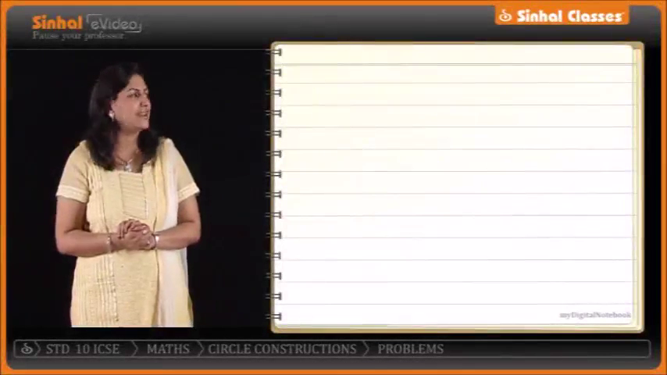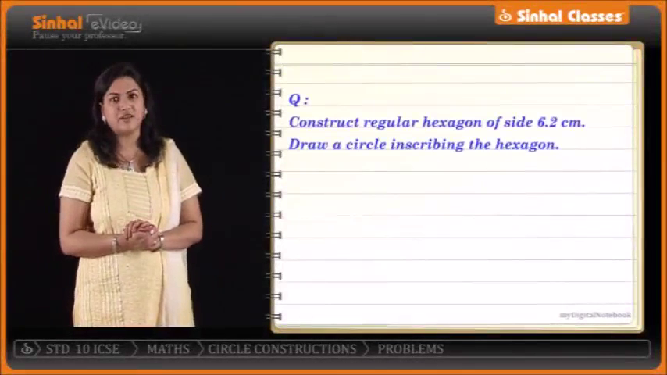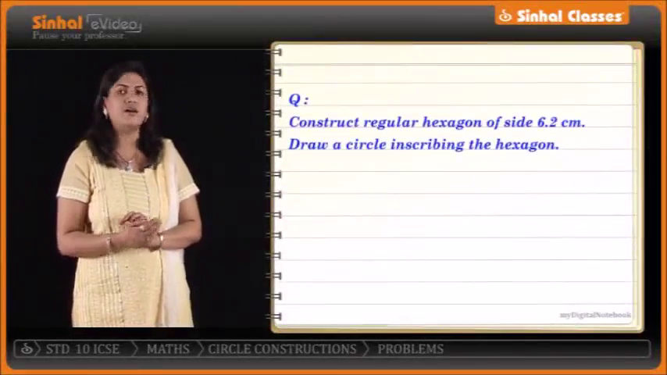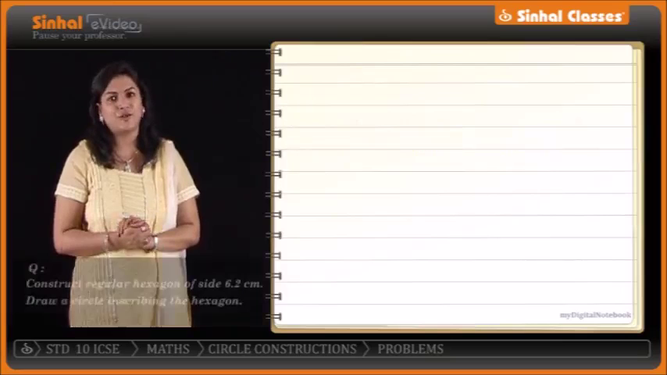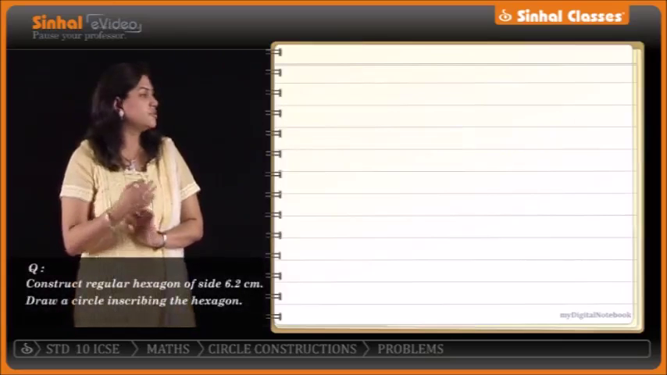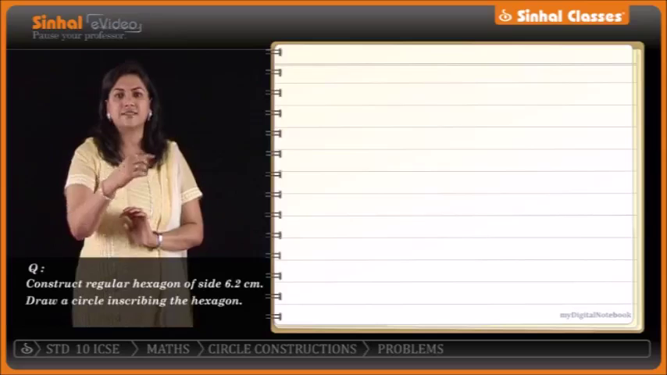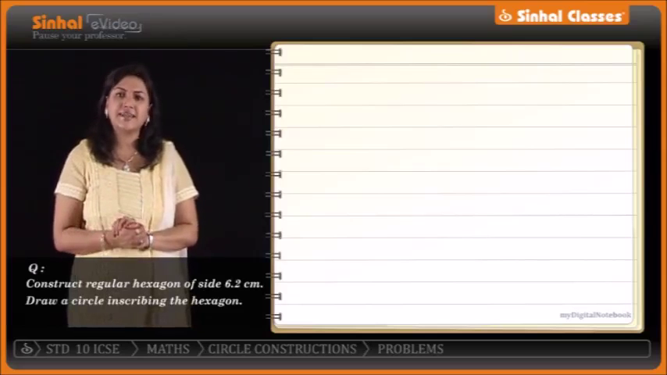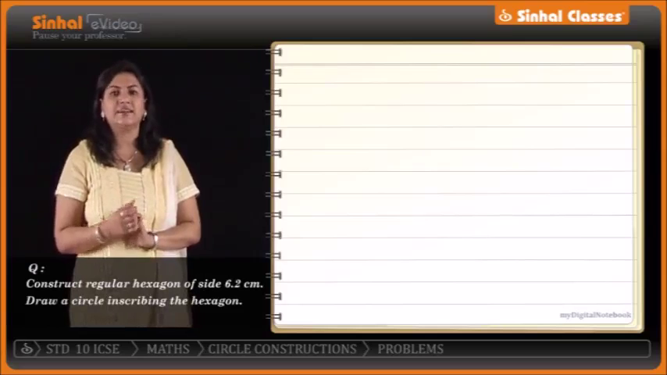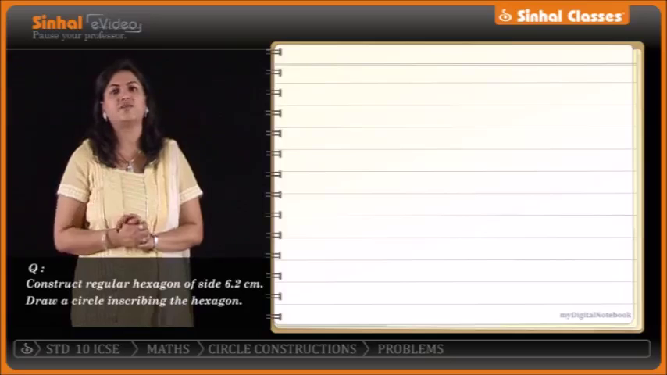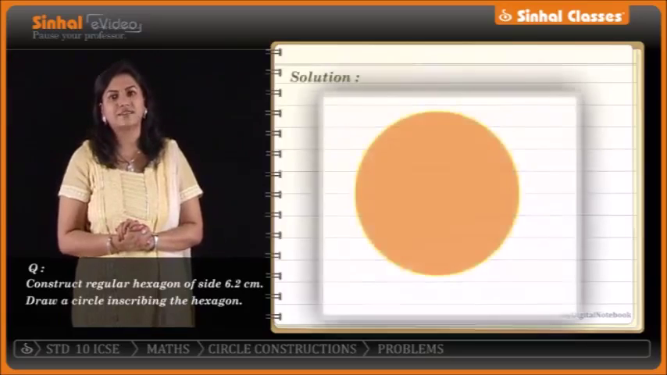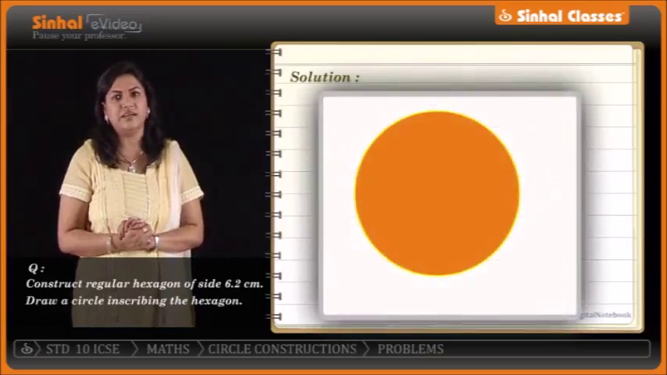Now let's have a look at our next problem. Construct a regular hexagon of side 6.2 cm. Draw a circle inscribing the hexagon. Now here we want to draw the hexagon. So we will first draw a circle because a hexagon has the property that the side of the hexagon is equal to the radius of the hexagon which is circumscribing it. So we first draw a circle of radius 6.2 cm.